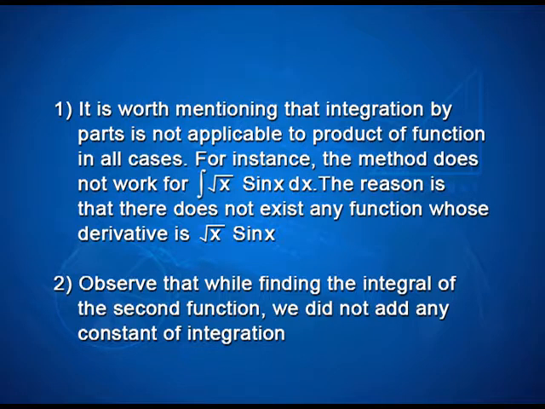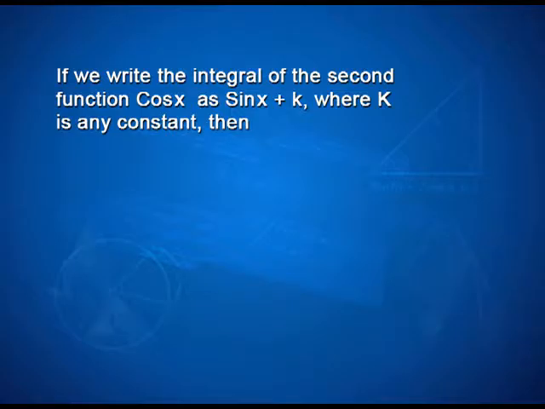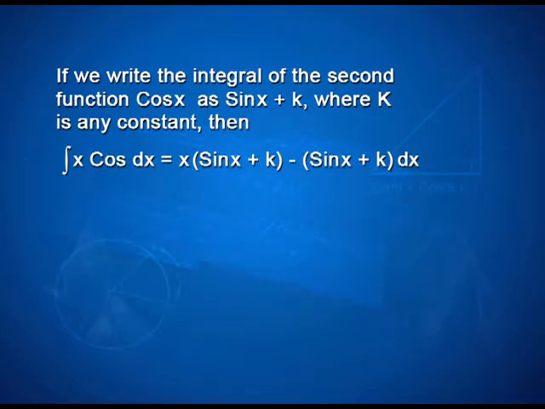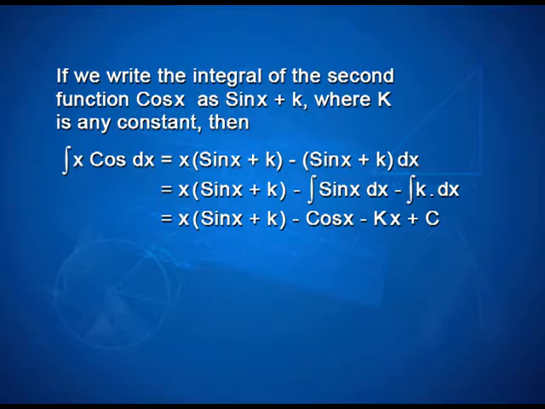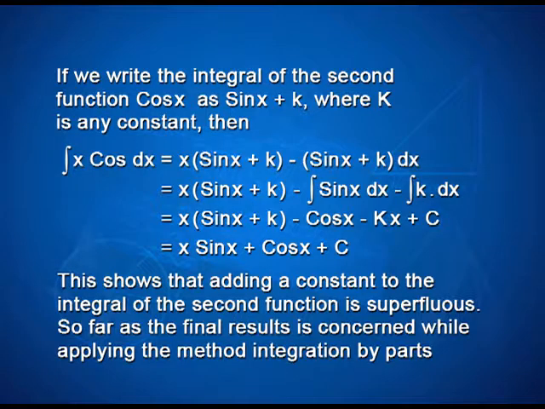Second, observe that while finding the integral of the second function, we did not add any constant of integration. If we write the integral of the second function cos x as sin x plus k, where k is any constant, then the integral of x cos x dx is equal to x into (sin x plus k) minus the integral of (sin x plus k) dx, that is equal to x into (sin x plus k) minus the integral of sin x dx minus the integral of k dx, that is equal to x(sin x plus k) plus cos x minus kx plus c, which again simplifies to x sin x plus cos x plus c. This shows that adding a constant to the integral of the second function is superfluous so far as the final result is concerned while applying the method of integration by parts.